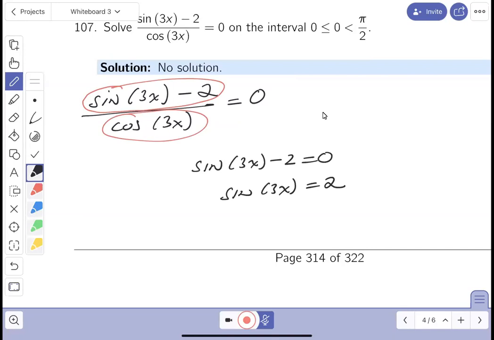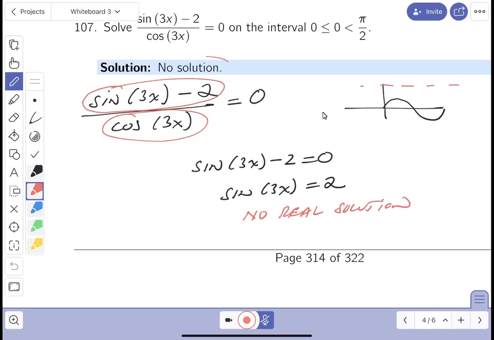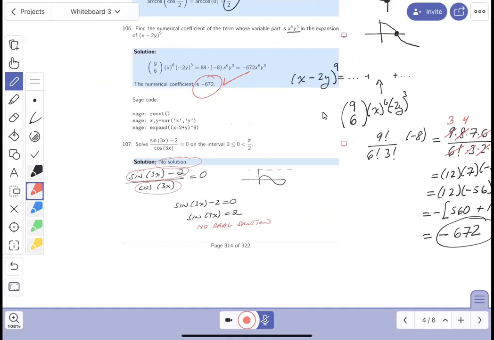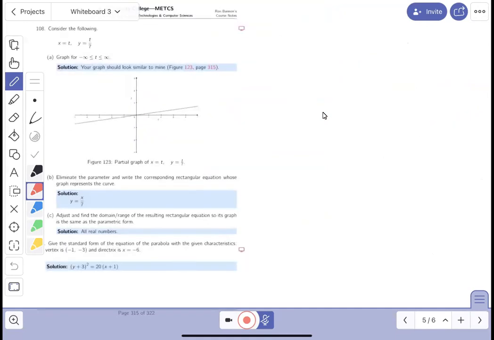So what I'm going to do, I'm going to draw a picture of a sine function. Sine function looks like this. What's the ratio look like? 2. Looks like this. It's never going to hit that curve. There's no real solution to this. All right, let's go to next page. Make sure I'm doing that right. Yep, the next page. And 108.